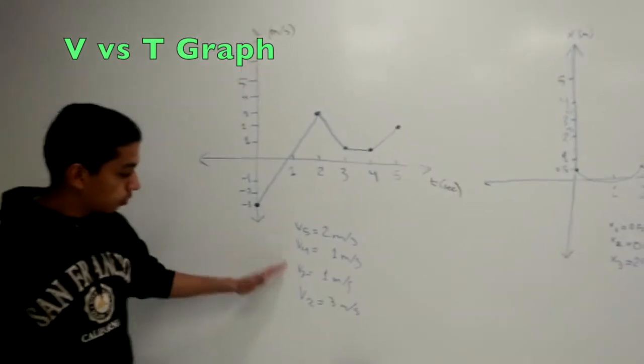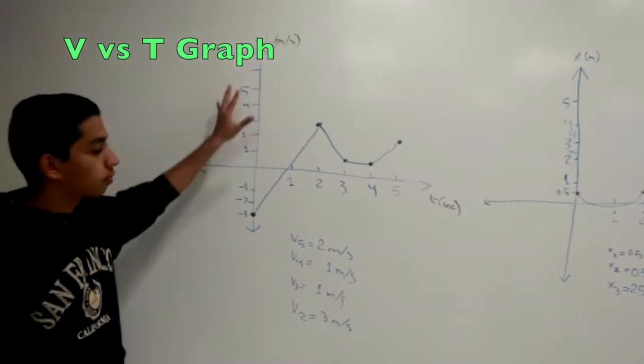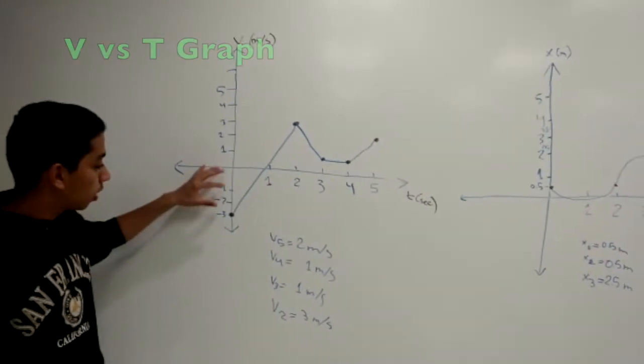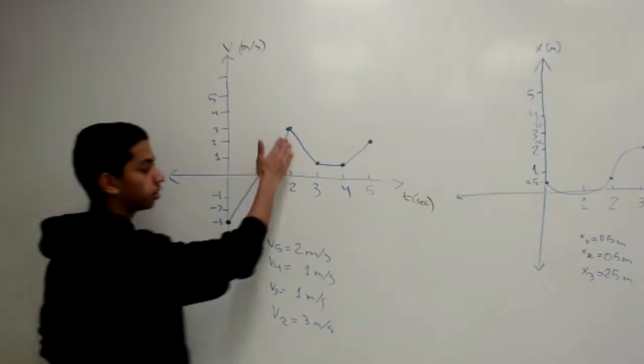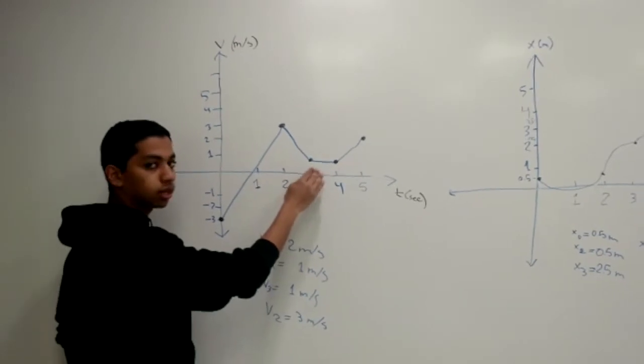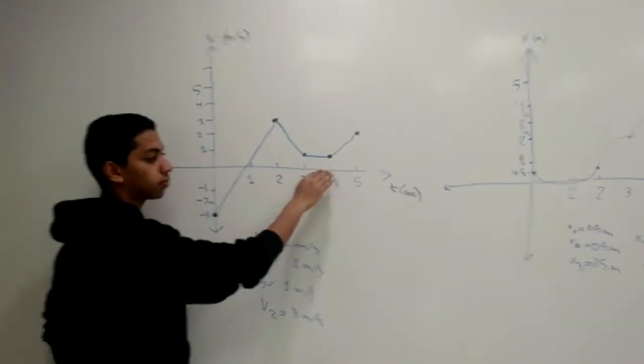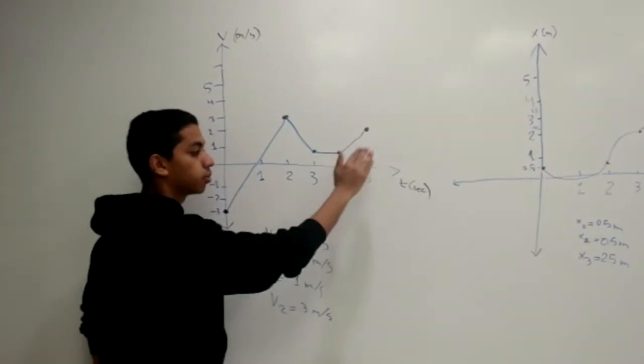We came up with these velocities. We put them in the velocity and time graph. So as we noticed, from 0 to 2 seconds, the velocity is increasing, then it's decreasing between 2 and 3, then it's constant between 3 and 4, then increasing again between 4 and 5.